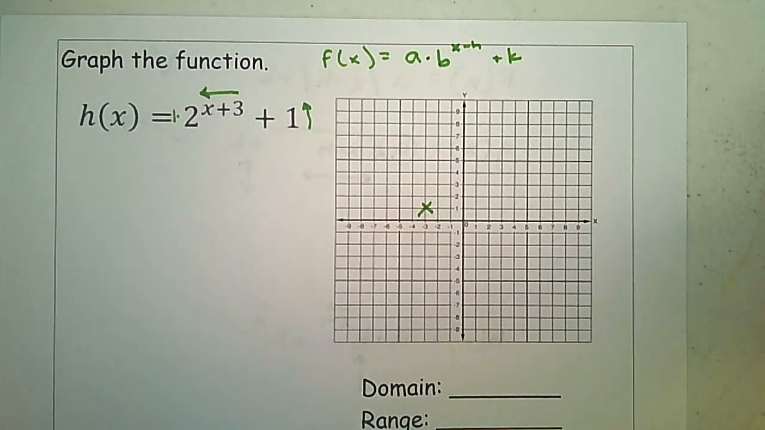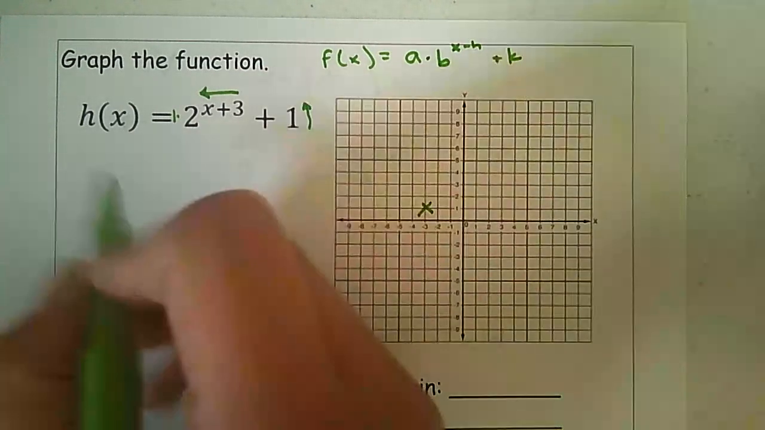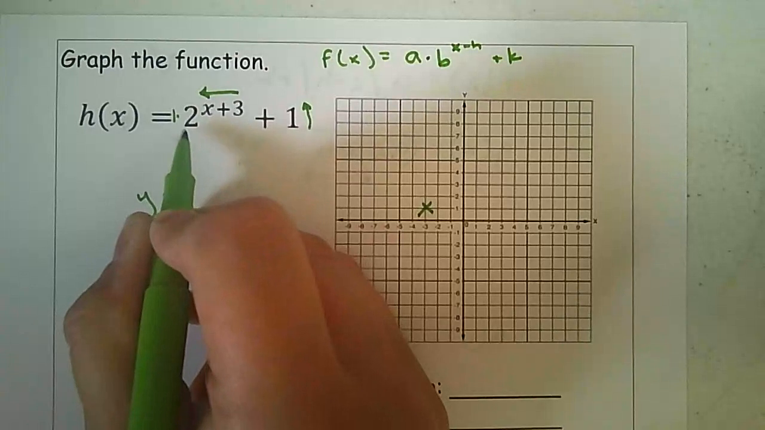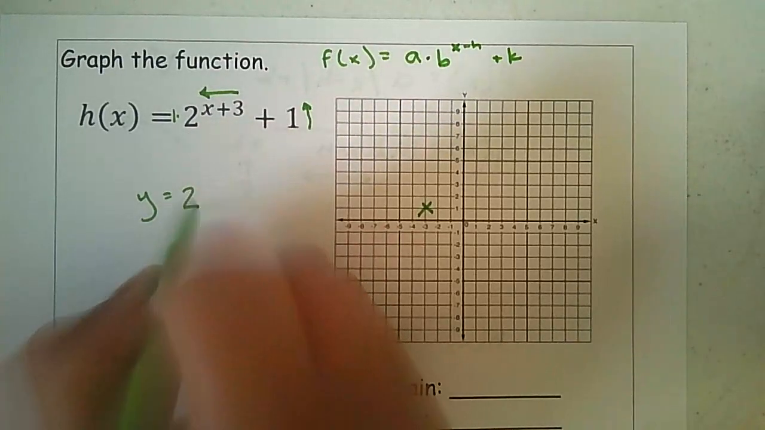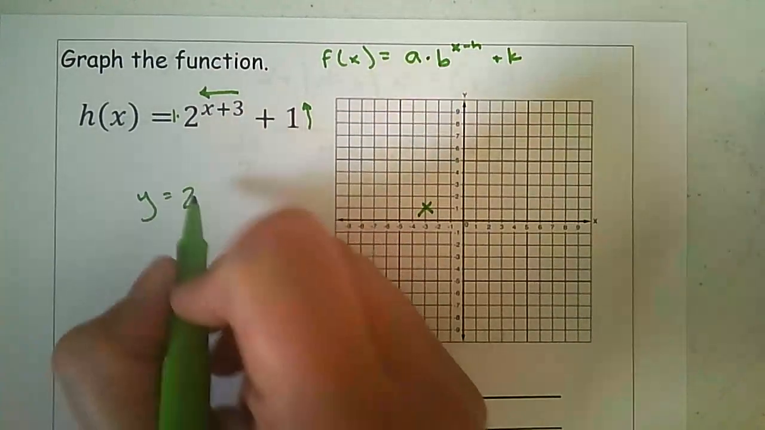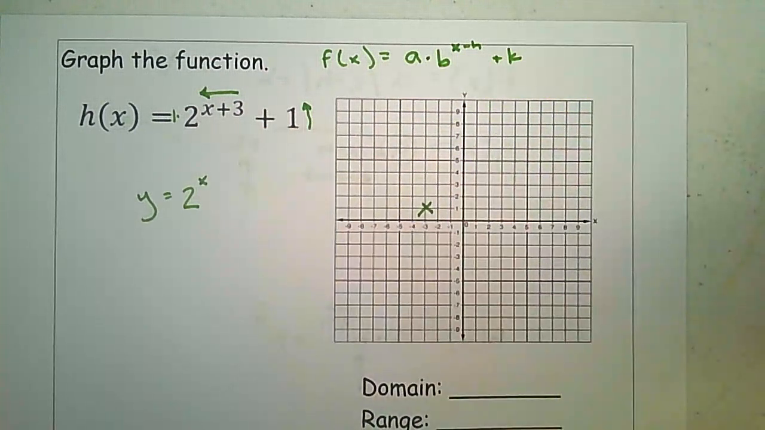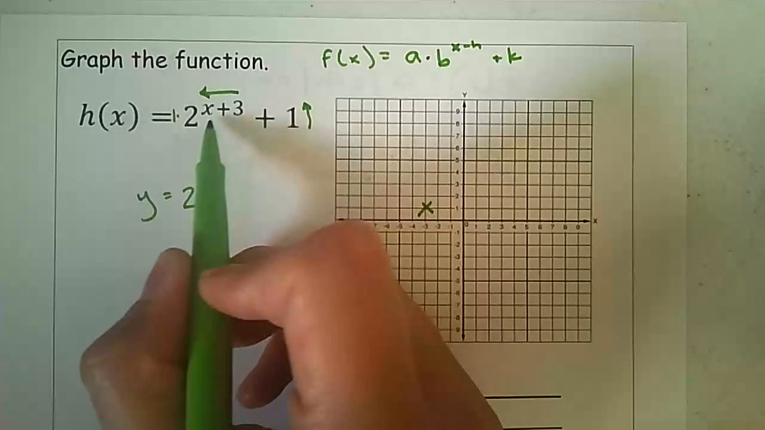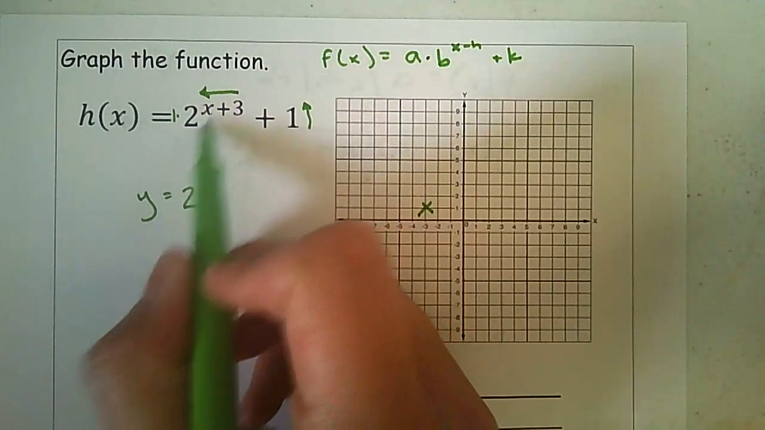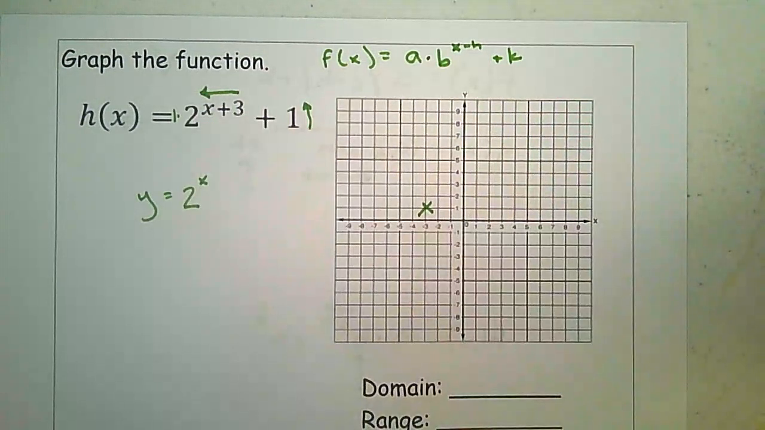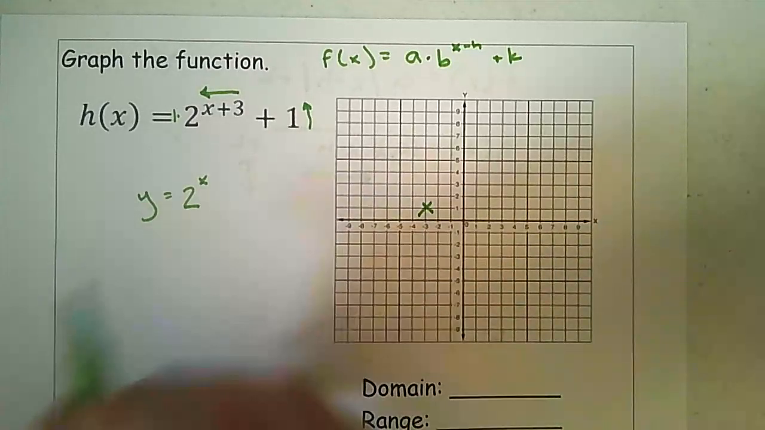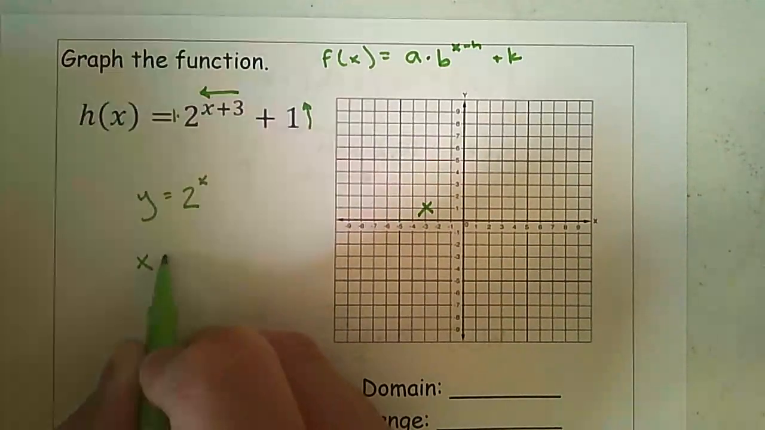So now let's go ahead and take a look at what we haven't done anything with. So we haven't touched our base yet. We haven't done anything with the 2, and we haven't done anything with the x yet. So we've taken care of our horizontal and our vertical shift, but we haven't touched that 2 to the x. So now, like always, we're going to make our table of values.